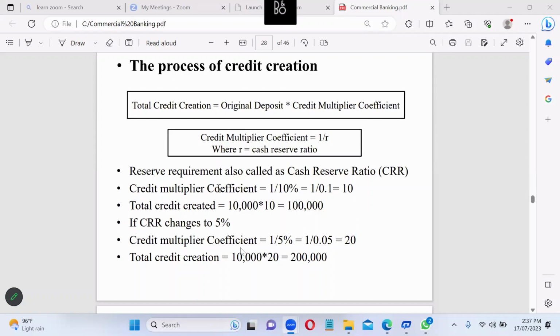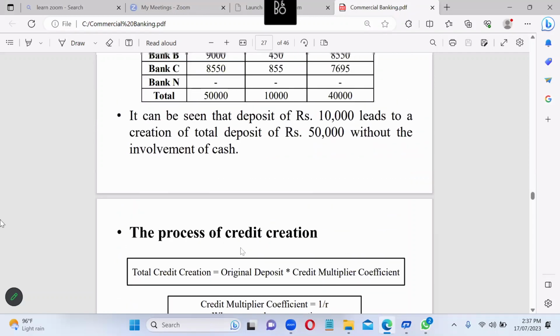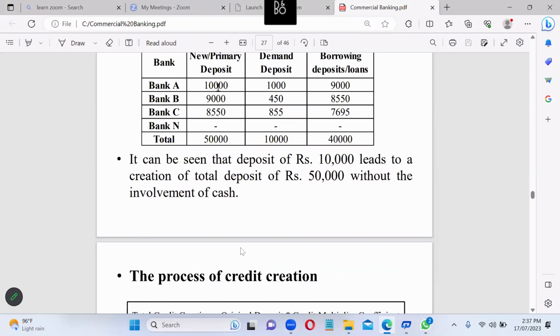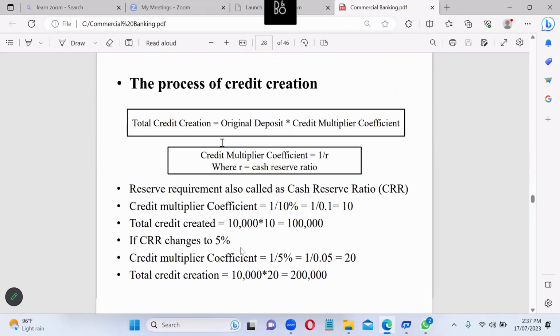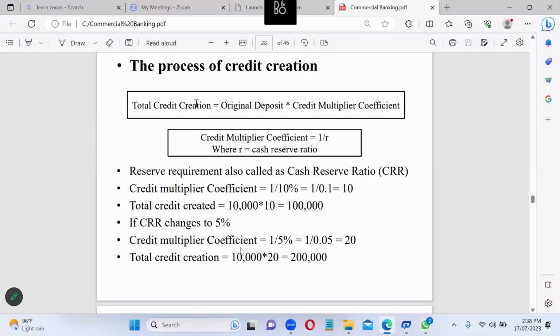If the CRR is changed from 10 to 5 percent, the credit multiplier coefficient is 1 over 5 percent, that means 1 over 0.05, which is equal to 20. Once the basic deposit is 10,000, it is multiplied by 20. So you can get 200,000 for the credit creation. So without doing this table, you can calculate the credit creation for the 10,000 using the total credit creation equation: original deposit multiplied by the credit multiplier coefficient. The credit multiplier coefficient equals 1 over R, where R means the cash reserve ratio.